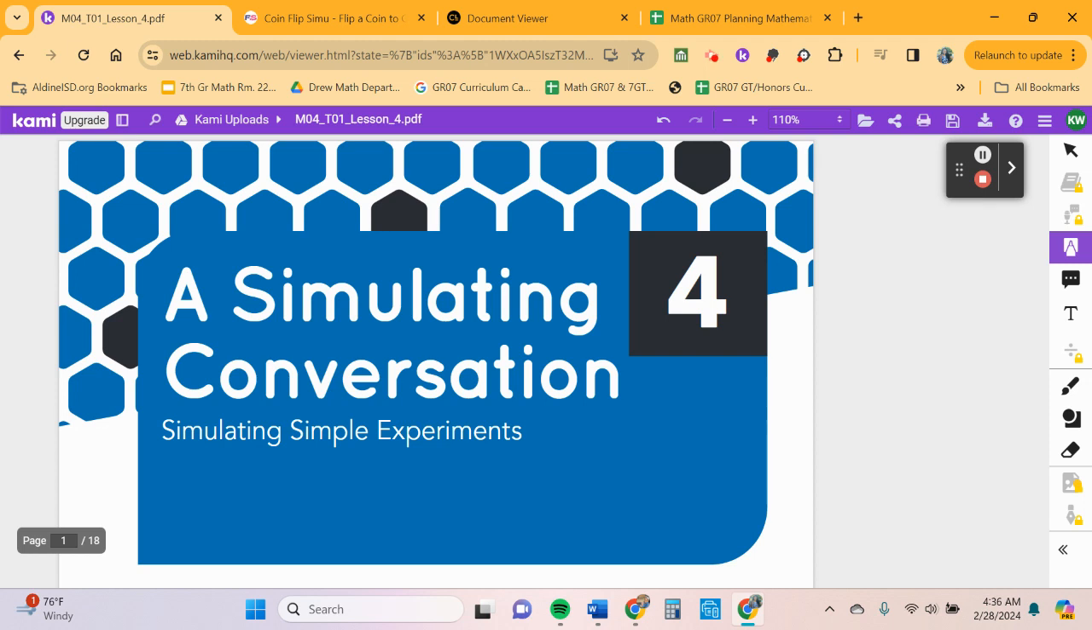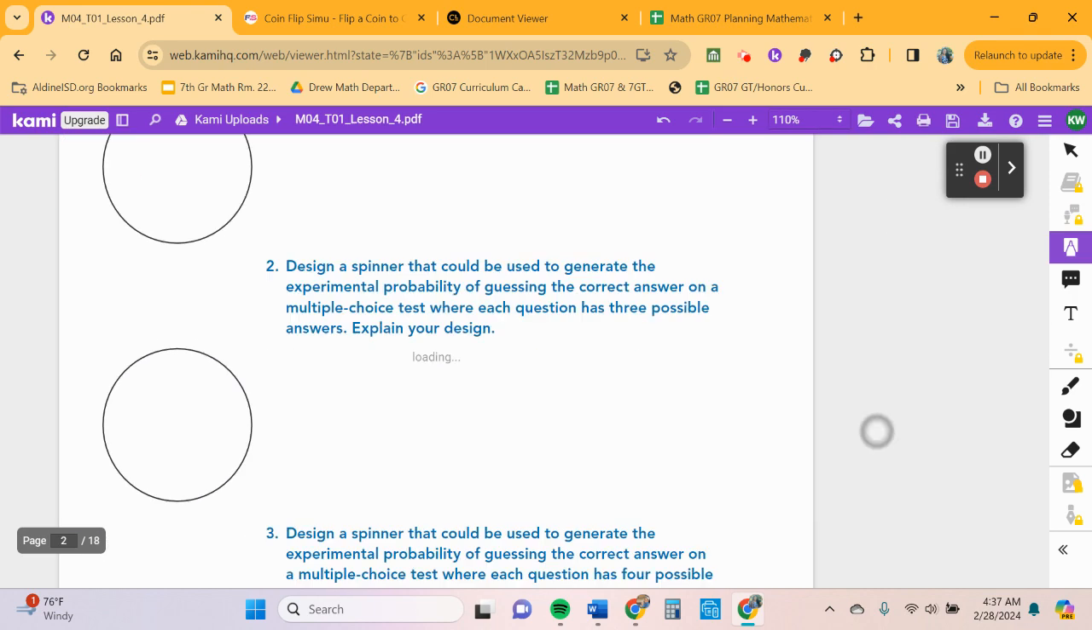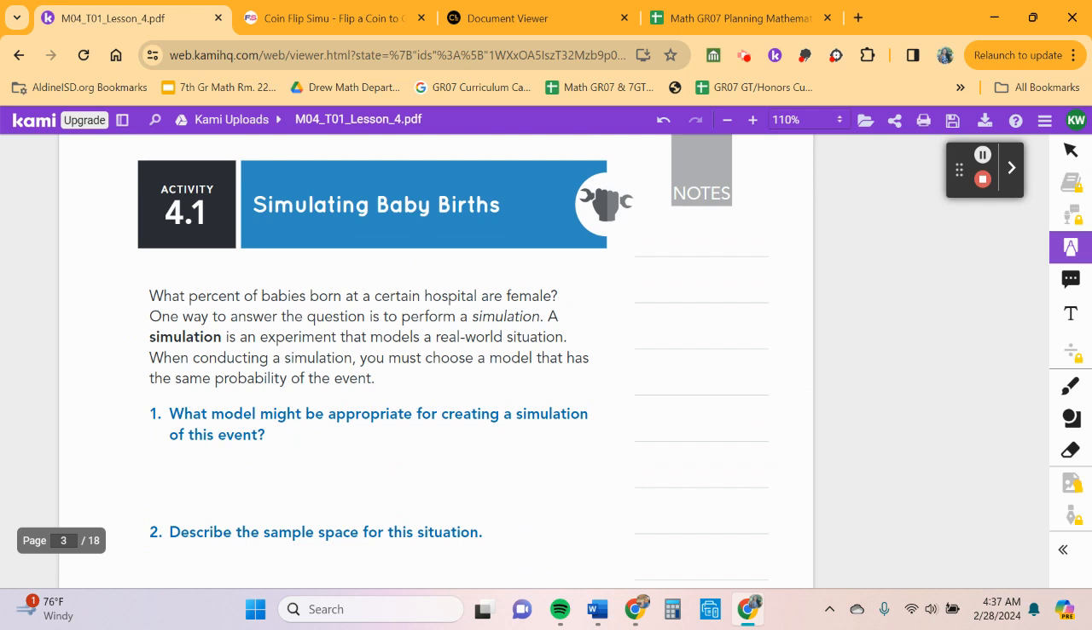Welcome. This is Module 4, Topic 1, Lesson 4, simulating conversation. In this activity or lesson, we're going to be simulating simple experiments. And we're starting with Activity 4.1, simulating baby births. Let's get started. What percent of babies born at a certain hospital are female?